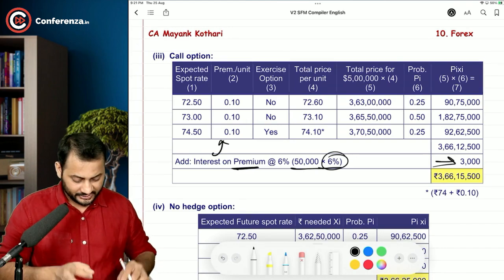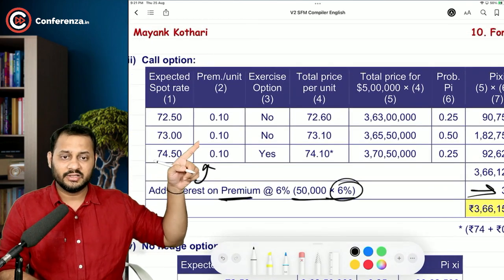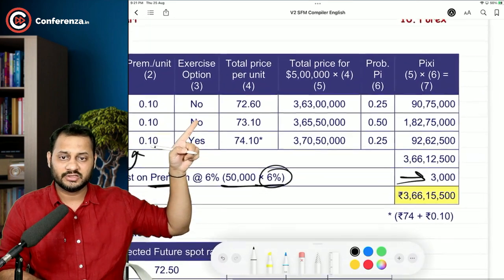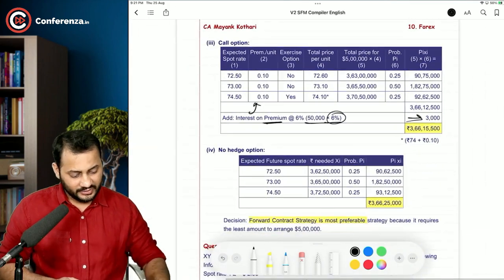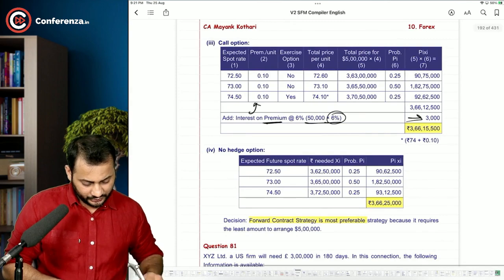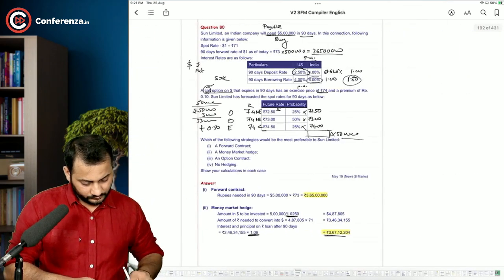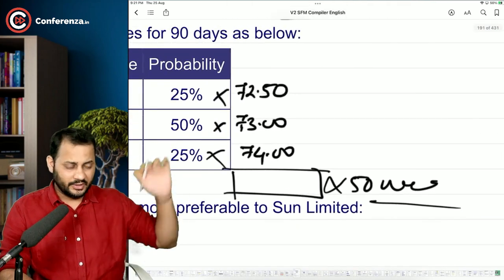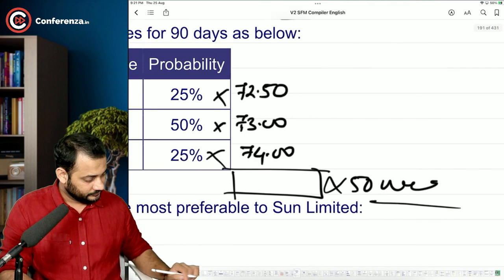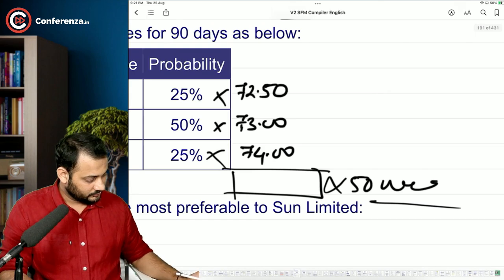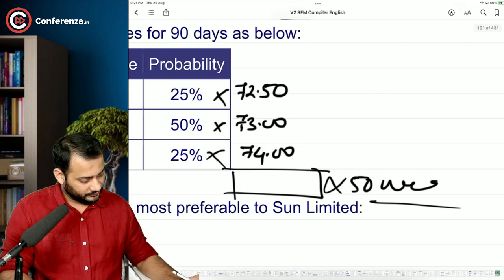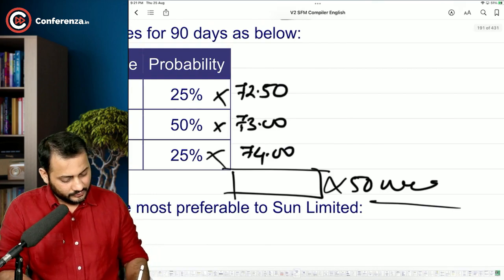I will show you the transaction now. They included the premium in this case, and that's why 72.50 plus 0.10 is 72.60. You can clearly see, so that is not a proper presentation. What they could have done is like this. The answer will be the same. I will just show you. Just multiply it with the probability and let's find out the answer. 72.50 into 0.25, 73 into 0.50 and 74 into 0.25.